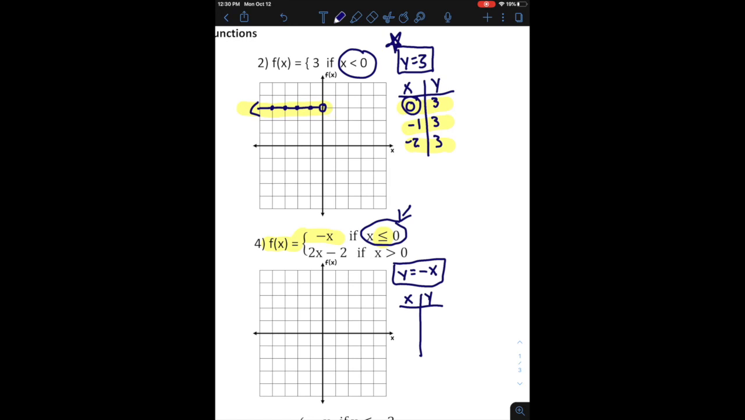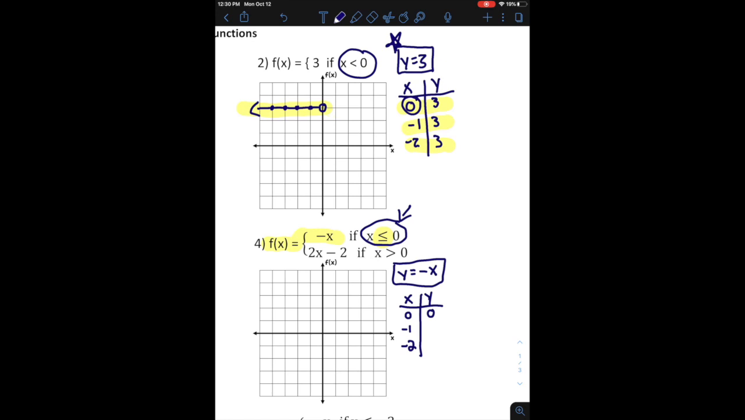Let's say we would use a table, and what we want to use for the x values is the x rules. They say to choose the x values less than or equal to 0. So I'll choose 0, -1, and -2. I'll plug it into the equation.